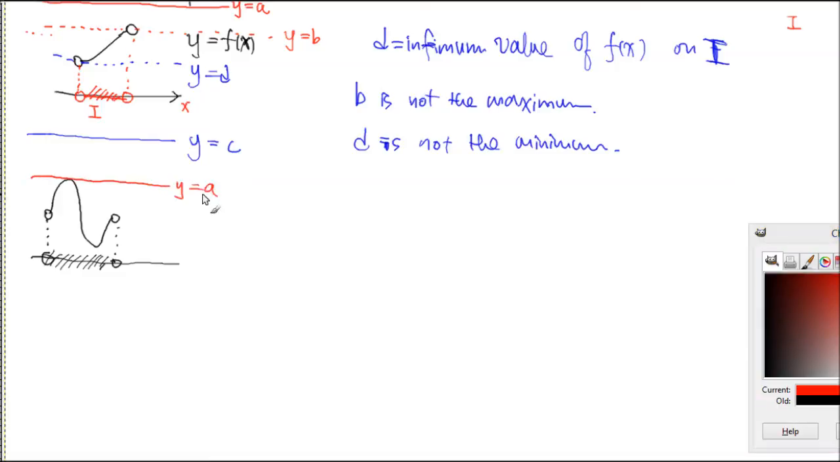That y equals a, that's the lowest line. Yeah, if you go below, there will always be something above that line. So this is as low as you can get.